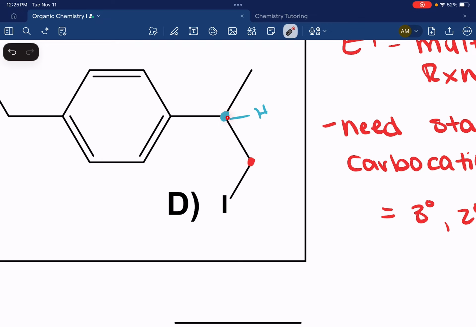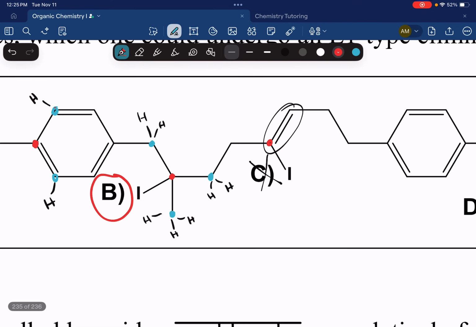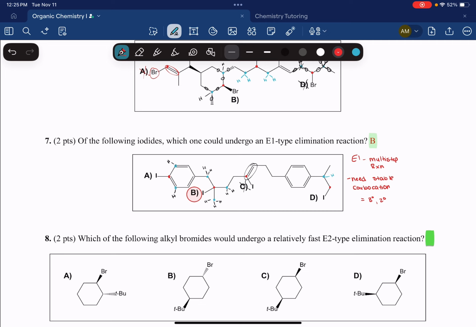It's mono-substituted. Once this leaves, this carbon is not going to be happy at all. It's going to be a methyl carbocation. I forget the name of it. Anyways, it's only got 1 carbon, right? Like, it's not happy. That's not stable at all. So our best choice is going to be B, because it's going to leave us with the most stable carbocation intermediate.